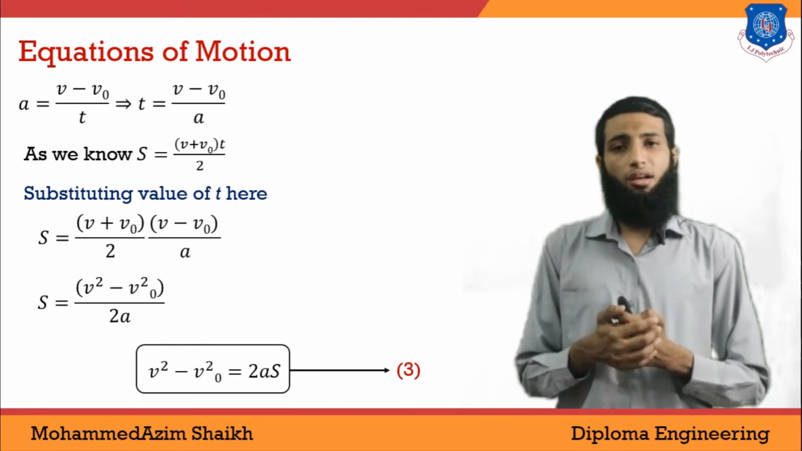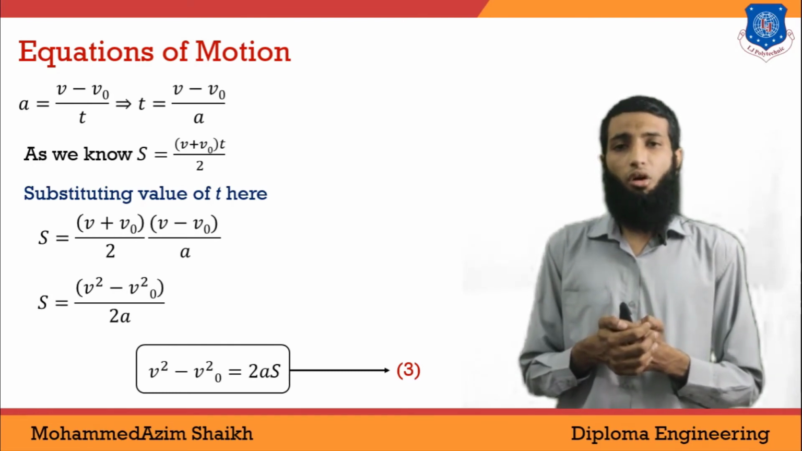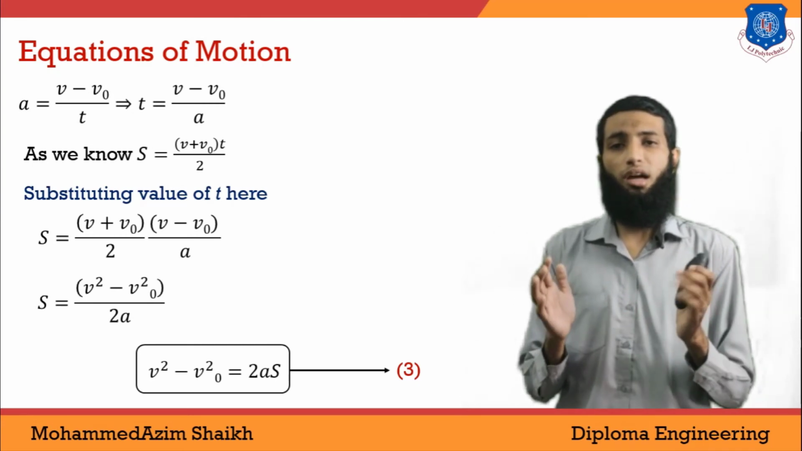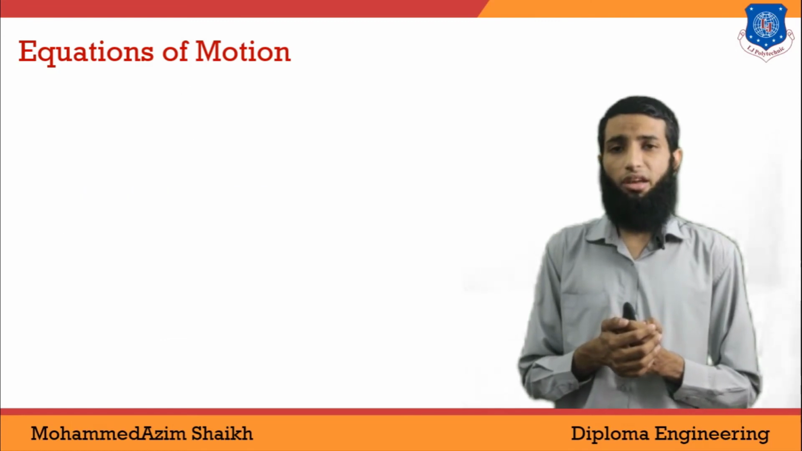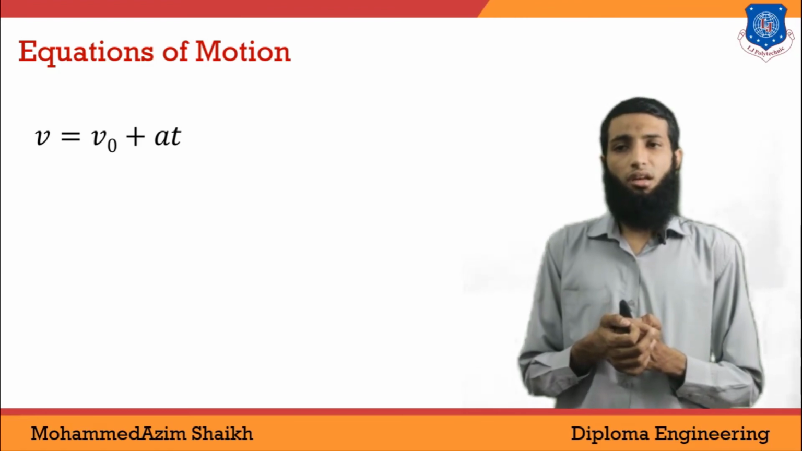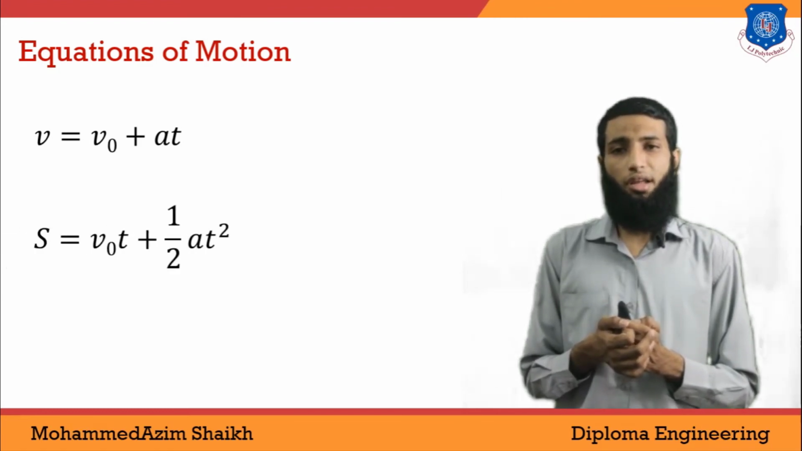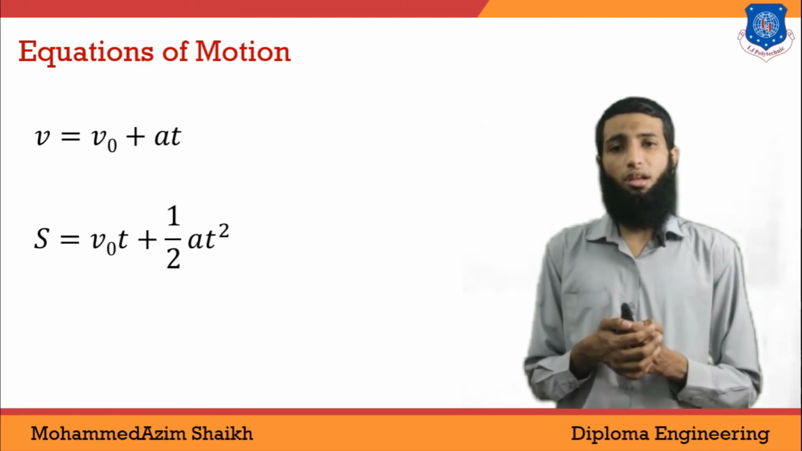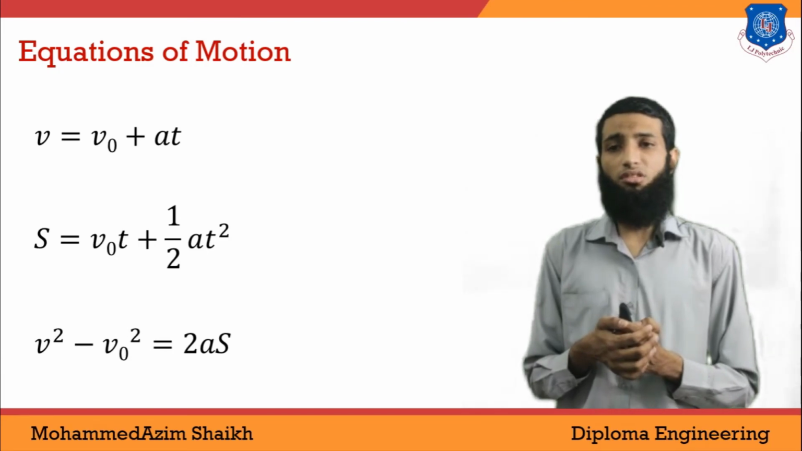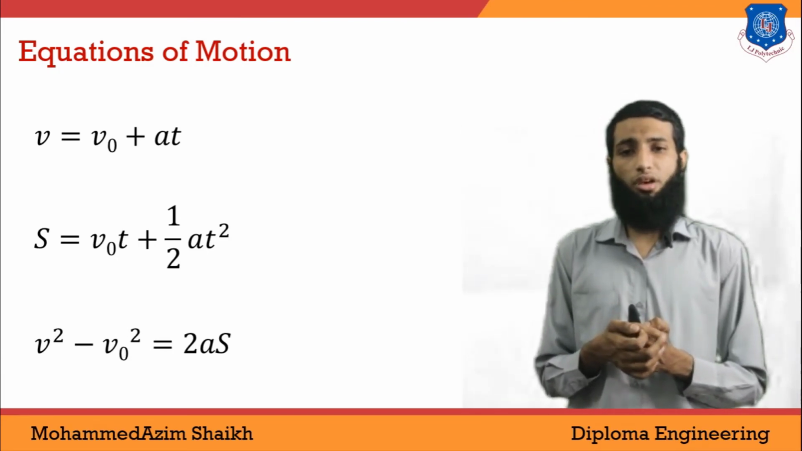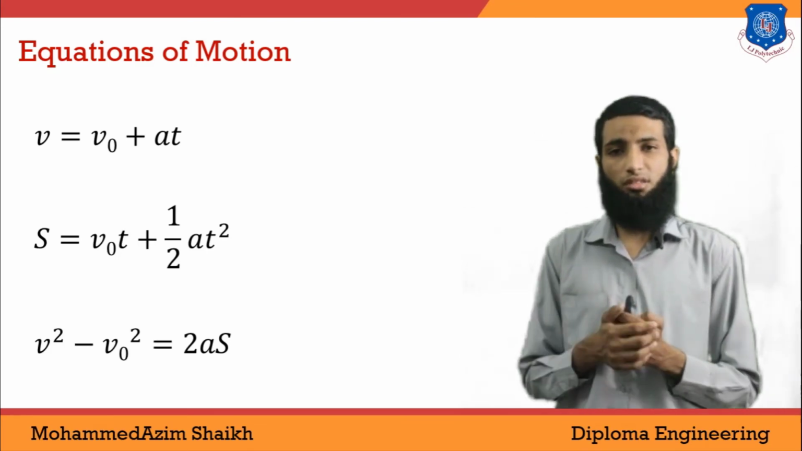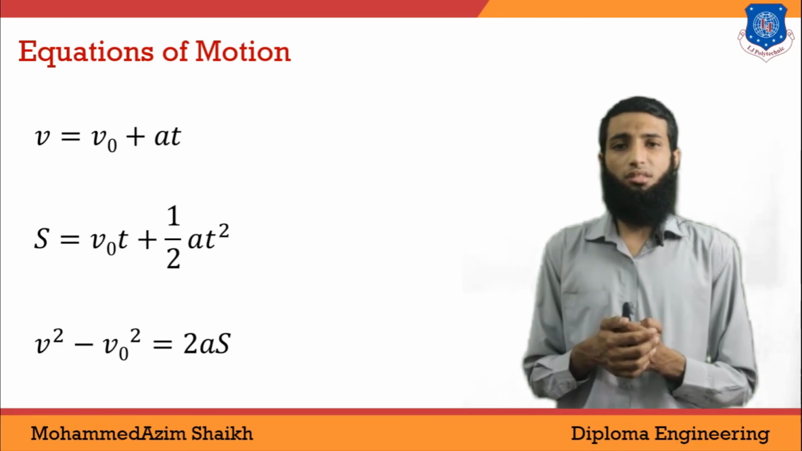But keep in mind, these equations can be used only where we have constant acceleration a during this particular time duration. Finally, we can summarize the equations of motion for constant acceleration: v is equal to v0 plus at, s is equal to v0t plus half at square, and the last equation, v square minus v0 square is equal to 2as. We can solve various problems of motion using these expressions when the acceleration is constant.